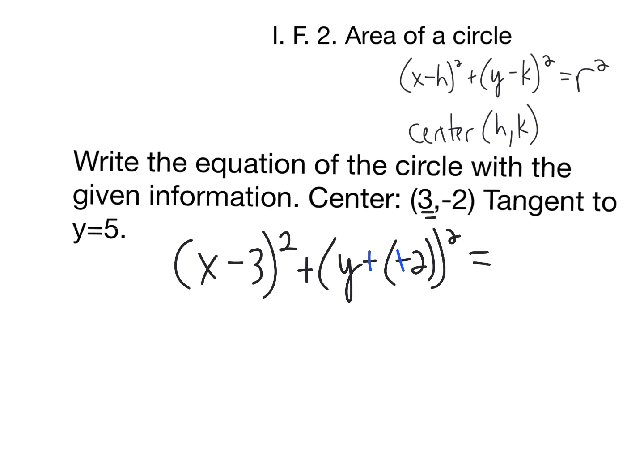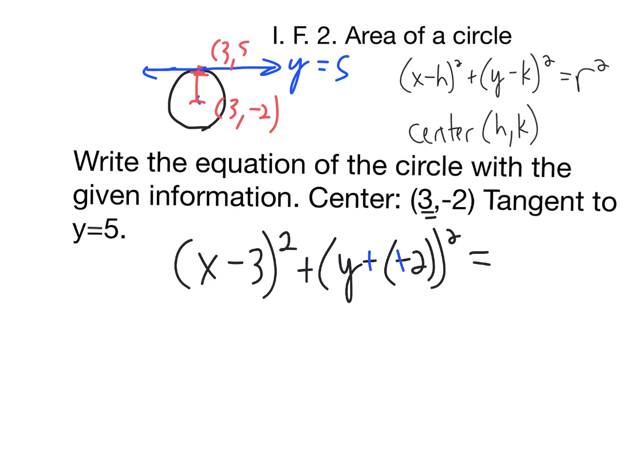Well, tangent means that there's a line that's just barely touching the outside of the circle. So if this is the line y equals 5, and here's our center of the circle, then we just need to figure out how far that is, and that's our radius. So if you think about what we did, we just went straight up from the center. So we just changed the y value. So basically we went up from (3, -2) to (3, 5).